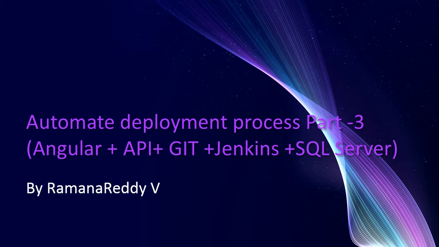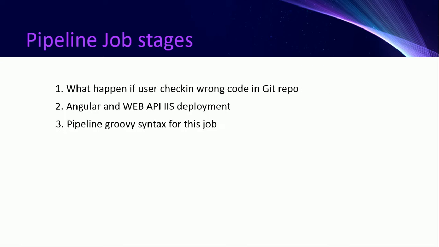So let's begin. Today I'm going to explain what happens if a user checks in wrong source code within our Git repository. A developer might do a wrong check-in, like compilation errors, by mistake. Mostly they don't, but unfortunately sometimes wrong source code gets into source control. So how is our Jenkins going to build and throw the errors in the pipeline job?